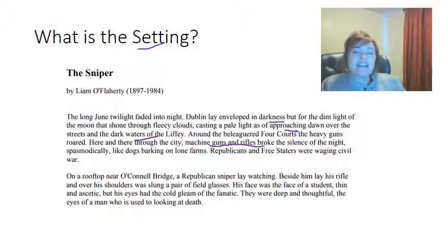The setting can set the tone and the mood and the place in which the conflict takes place. It's very important to describe your setting in such a way that your reader feels like they are there.